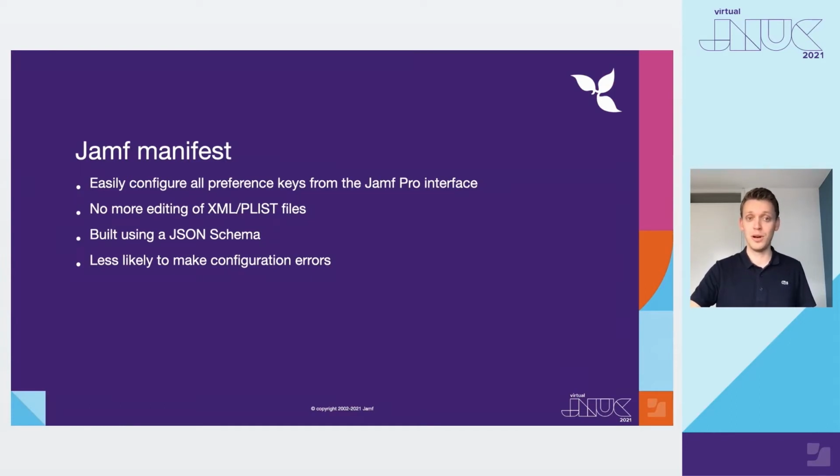Now we're going to look at why Jamf integrates so well with the support app and other custom configuration profiles. A unique Jamf feature is the Jamf manifest. It allows the developer to create a JSON schema and help the administrator to easily configure the application right from the Jamf Pro interface. The administrator no longer has to edit complex XML or plist files. It's created using a JSON schema we provide, and with this feature, it's less likely to make configuration errors.